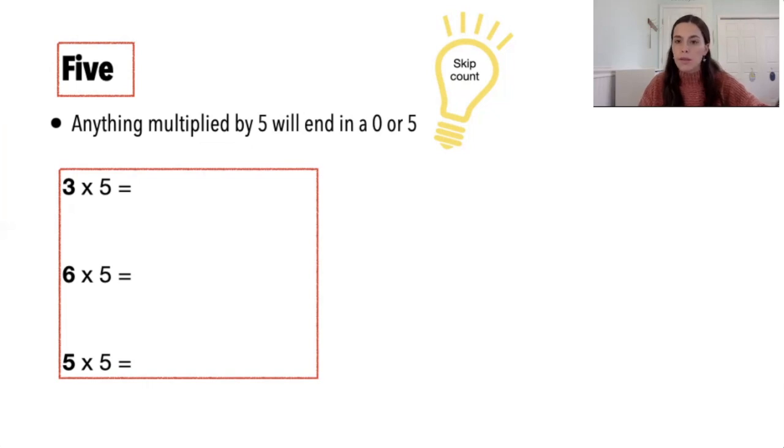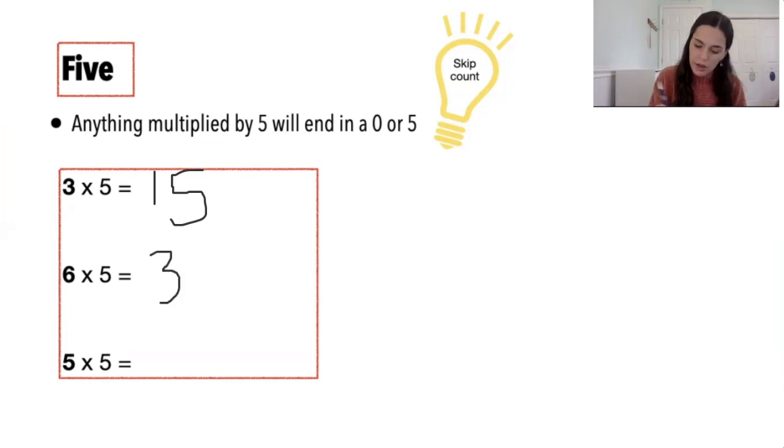We have 3 times 5. So I normally use my hand, so I would go 5, 10, 15. For that, we have 3 times 5 equaling 15. Then 6 times 5 equaling 5, 10, 15, 20, 25, 30. And then we have 5 times 5 equaling 5, 10, 15, 20, 25.